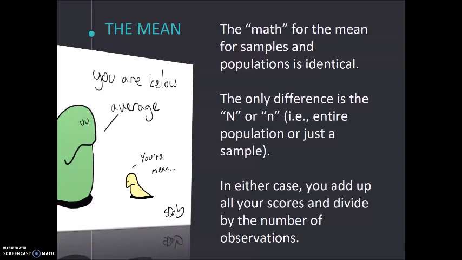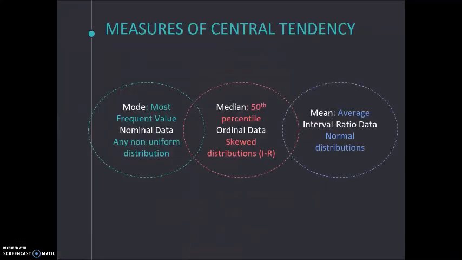Now, the mean is calculated exactly the same way for samples and populations. The denominator looks a little different, but like we said, that is just because of statistical notation trying to be clear whether we're dealing with a sample or population. So in all cases, all you're doing is adding up your scores and dividing by the number of observations. So to summarize, here is a little cheat sheet of what each of these central tendencies is and the cases in which they are best suited.